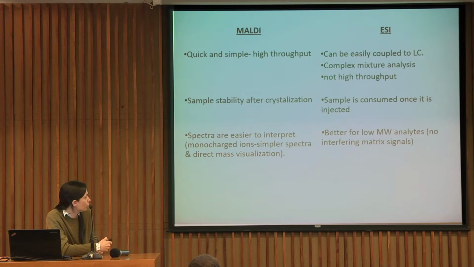Then for electrospray, it's better for low molecular weight analytes, because since there is no matrix, there are no interfering matrix signals. The matrix will ionize and will generate signals in the spectrum that may interfere with your analytes. In the case of MALDI, we do have the interfering matrix signals, but an advantage is that the spectra are easier to interpret. Why are they easier to interpret?